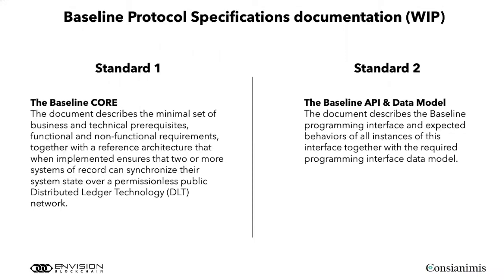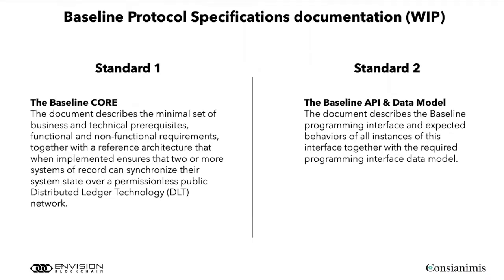Currently the team, including yourself, myself, and the wider baseline community, we are working on two standards. On one side, the baseline core specification, and on the other side, the baseline API data model specification. At a high level, the core document will provide the set of functional and non-functional requirements so that two or more systems of record can maintain data consistency and workflow continuity by using the mainnet as a common frame of reference. This is a key focus, to define those requirements in standard 1.